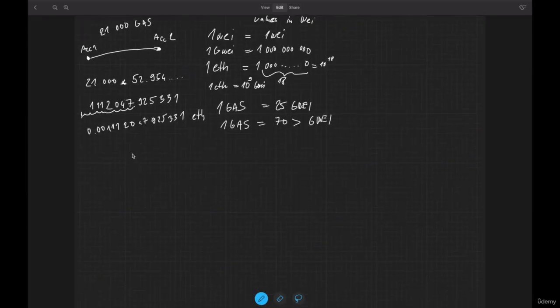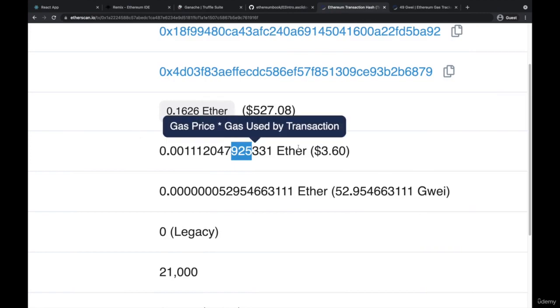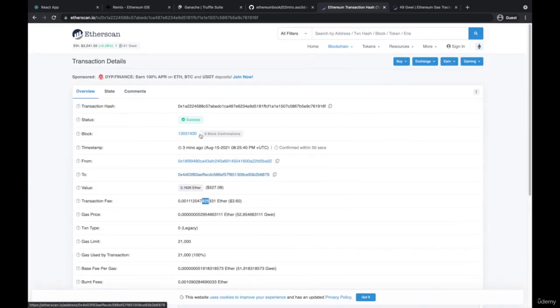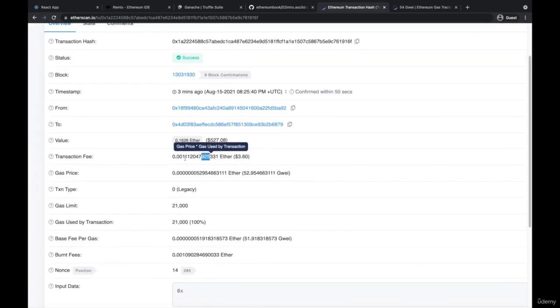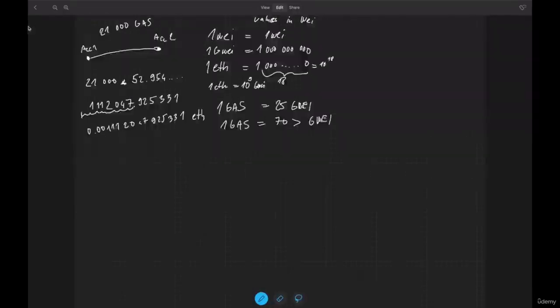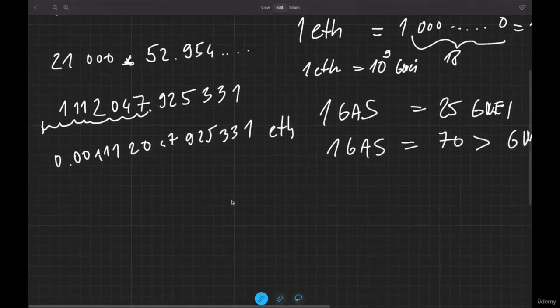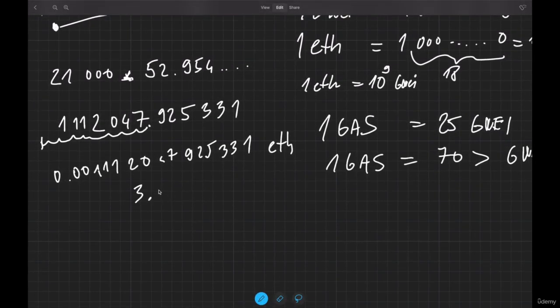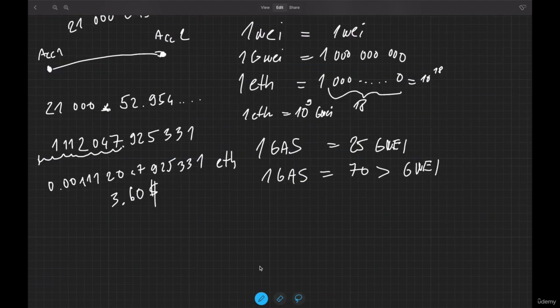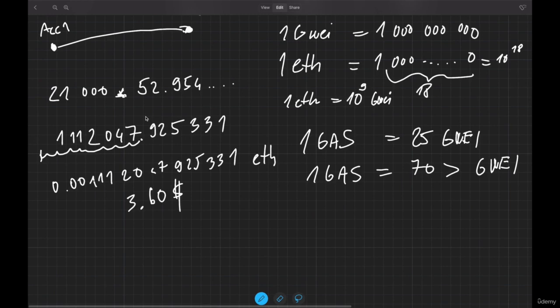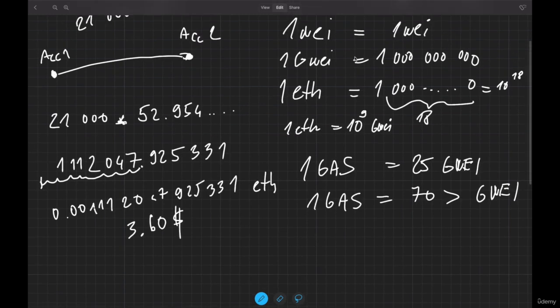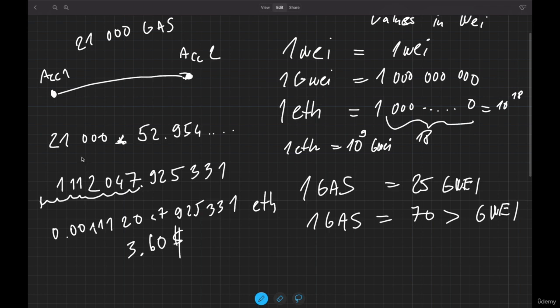And currently the value of Ether, I don't know even how much it is right now. It's 3,241 for 1 Ether. So this 0.00112 Ether transferred to dollars is $3.60. Okay, so that's how you will transfer it basically. So yeah, that's the denominations of ETH. We have GWei, also the other ones that we have basically computed.